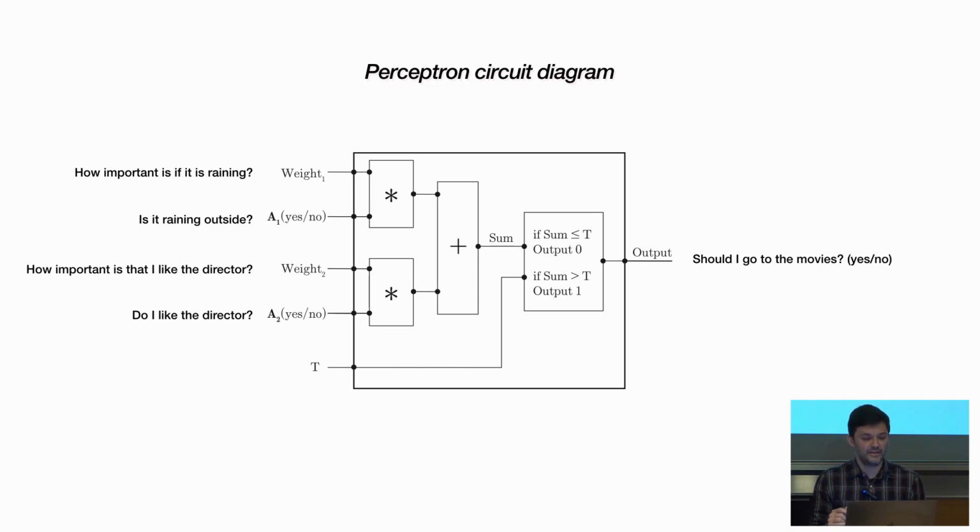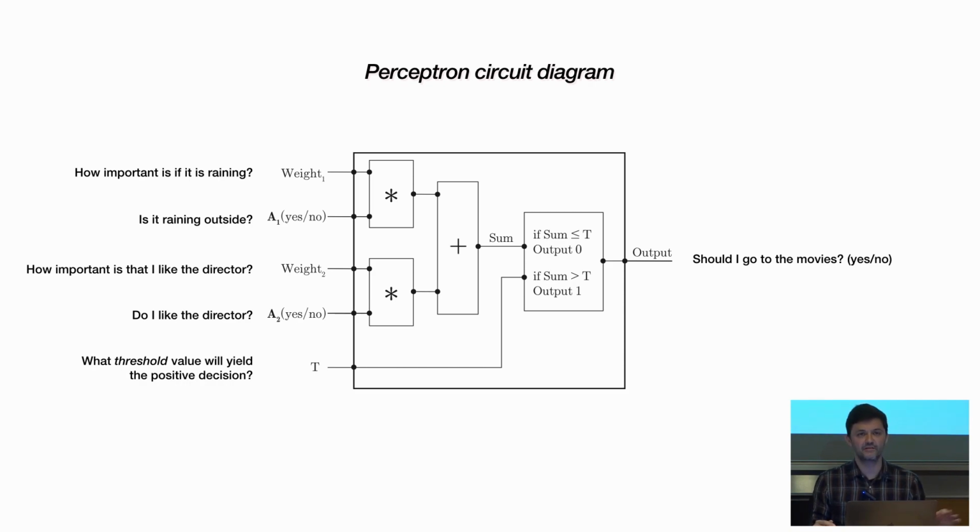And then there is another value, which is called a threshold value. This is the value which will yield the positive decision. So how does this thing work? You multiply the weight with, is it raining outside, yes or no? So if it's raining, it could be 1 or 0. Do I like the director is 1 or 0?